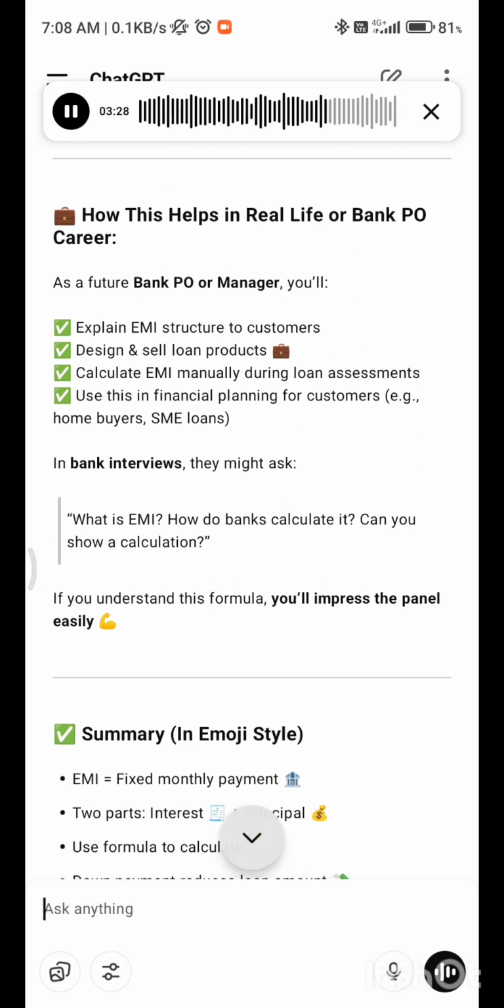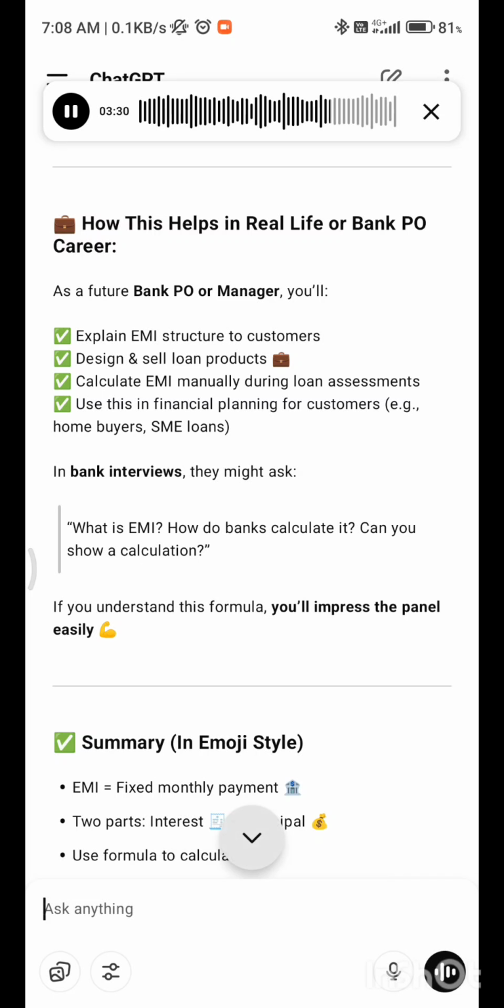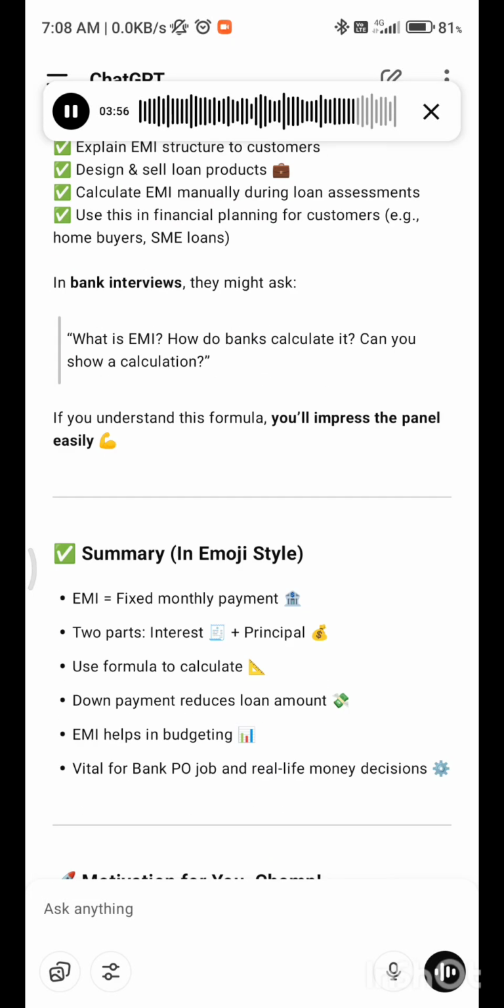How this helps in real life or a bank PO career. As a future bank PO or manager, you'll explain EMI structure to customers, design and sell loan products, and calculate EMI manually during loan assessments. Use this in financial planning for customers, for example home buyers and SME loans. In bank interviews, they might ask, what is EMI? How do banks calculate it? Can you show a calculation? If you understand this formula, you'll impress the panel easily.